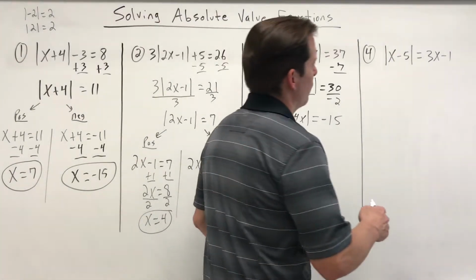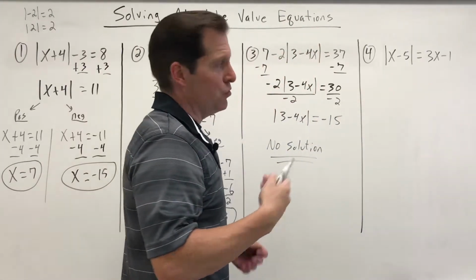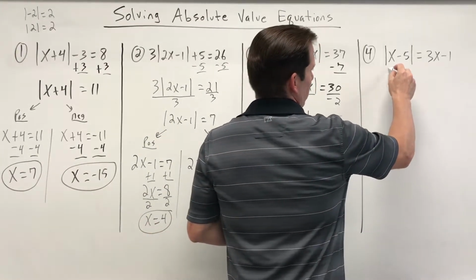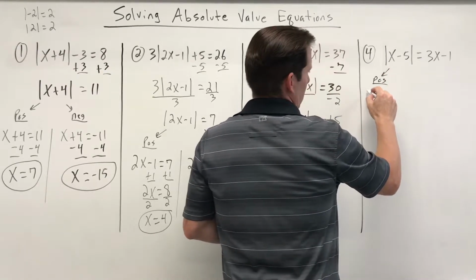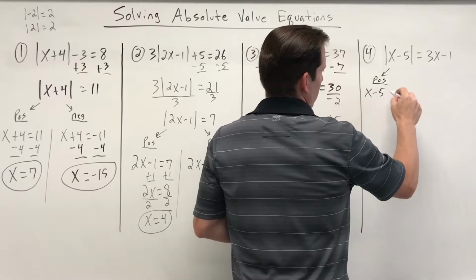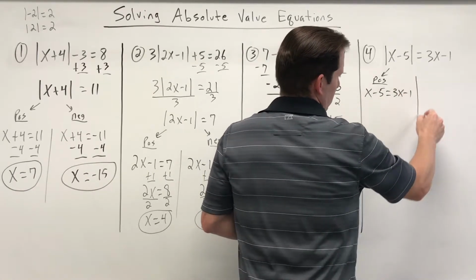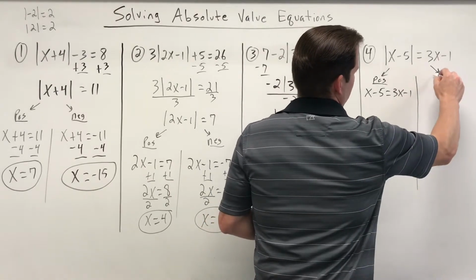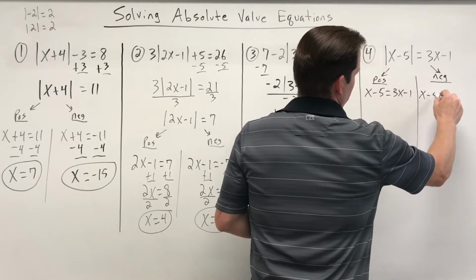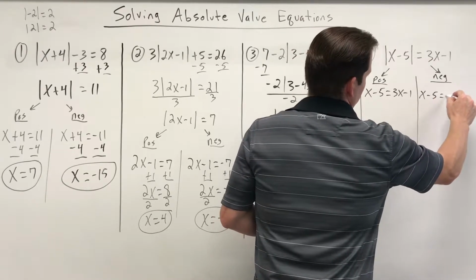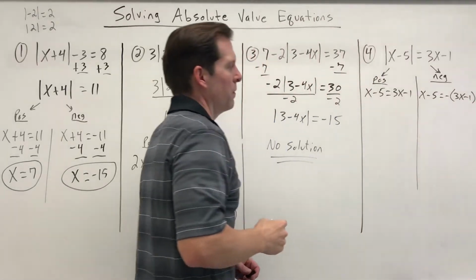So let's look at number 4 here. We already have the absolute value by itself, so we can go ahead and set up our positive and our negative case. So let me do that. This would be x minus 5 is equal to 3x minus 1. And then for our negative case, this is going to be x minus 5 is equal to negative 3x minus 1.